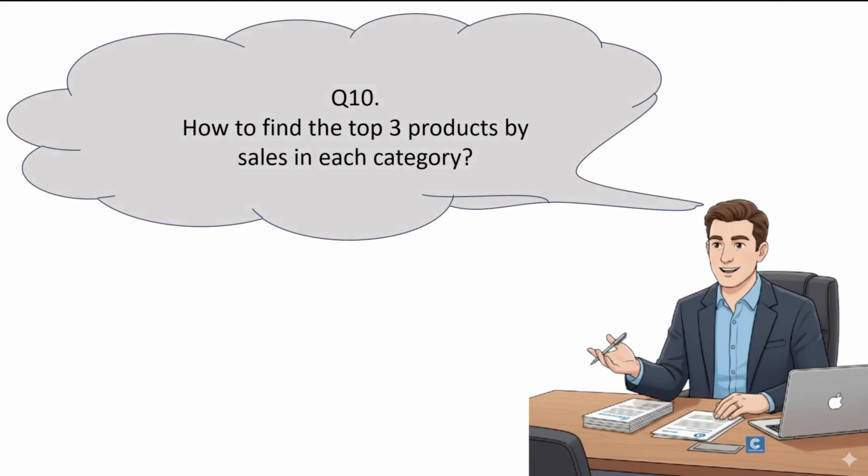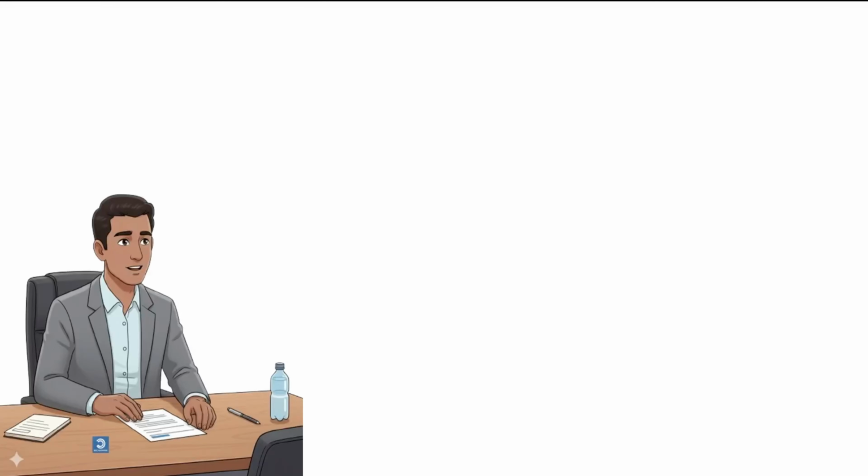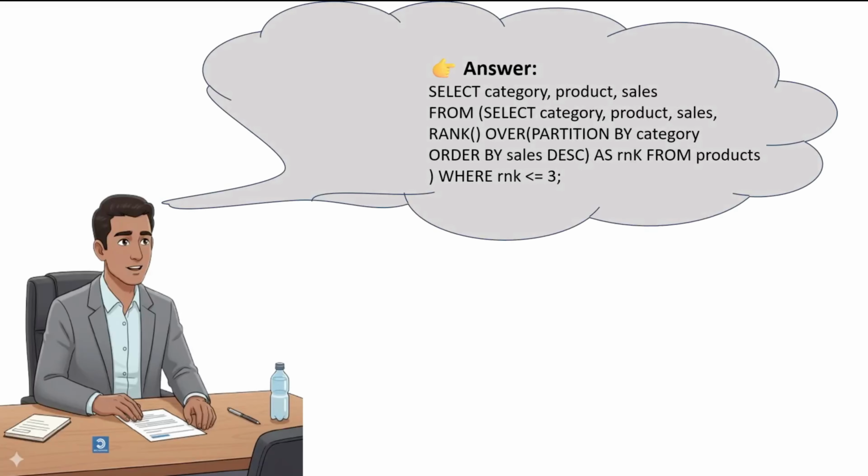Your next question is, how to find the top three products by sales in each category. So your answer is: SELECT category, product, sales FROM, SELECT category, product, sales, RANK OVER PARTITION BY category ORDER BY sales DESC AS rank FROM products, WHERE rank is less than or equal to 3.